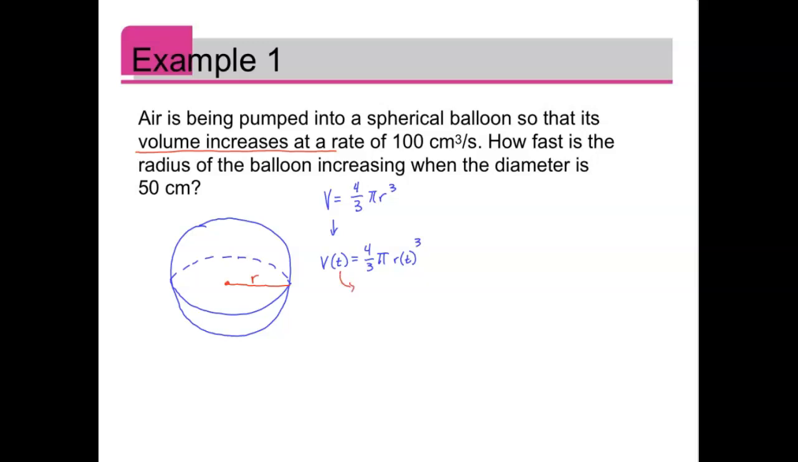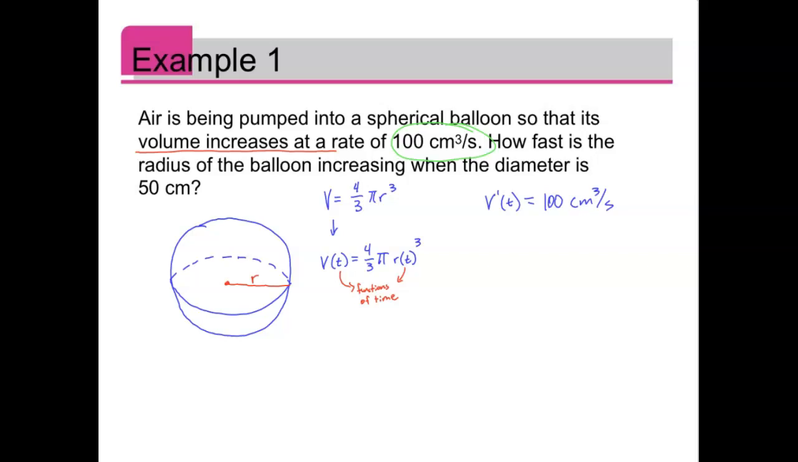And so I just did that to indicate that both of those are functions of time. They're changing over time. So really, t is my input variable. All right. So now we have the equation that relates the volume and the radius. They tell us that volume increases at a rate of 100 cubic centimeters per second. So a rate indicates a derivative. So that means V prime of t is 100 cubic centimeters per second.